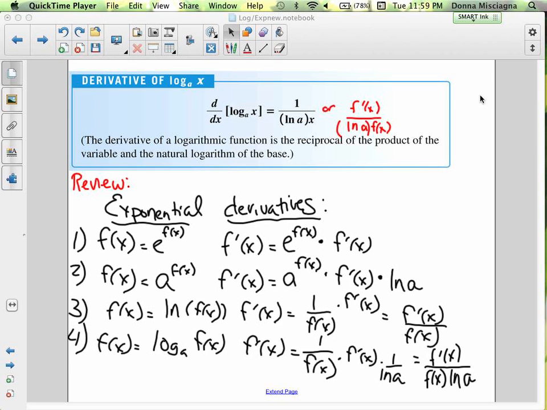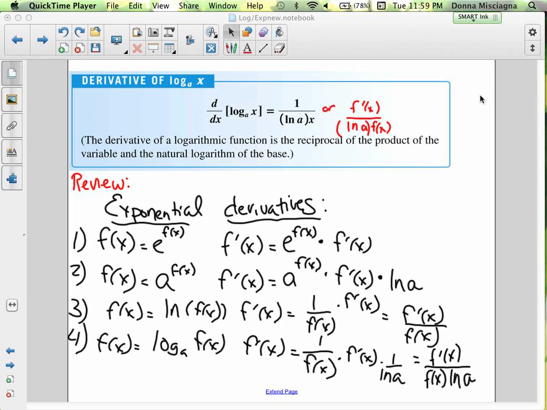So a little review here, our exponential derivatives. If we have f of x equals e to the f of x, the derivative would be f prime of x equals e to the f of x, an exact copy, times the derivative of the exponent, f prime of x. If we have something other than e, we have the exact same thing: f of x equals a to the f of x power, f prime of x equals the exact copy, a to the f of x, times the derivative of the exponent, but with one other little part, times the natural log of the base.